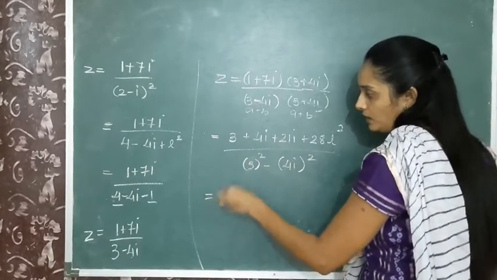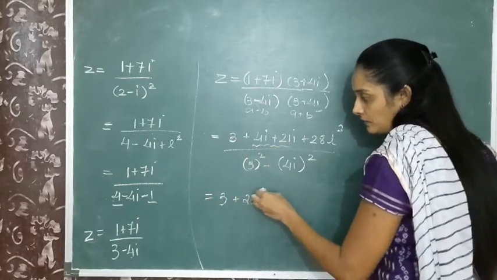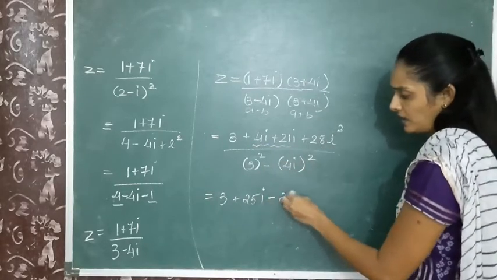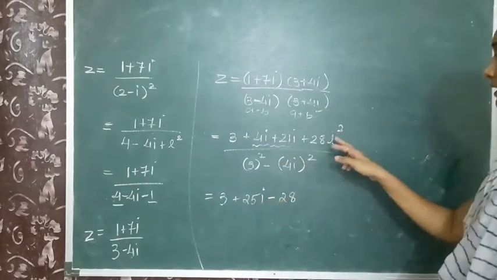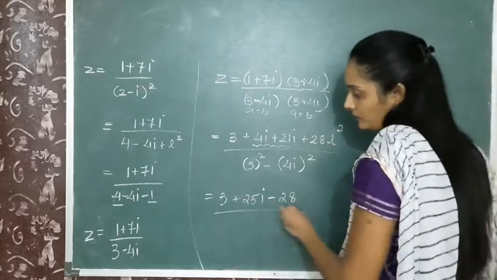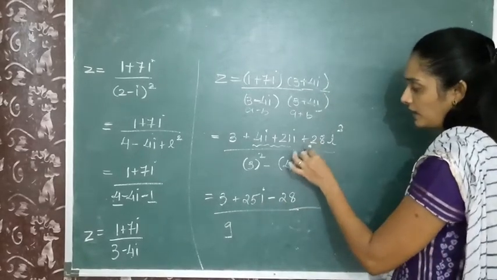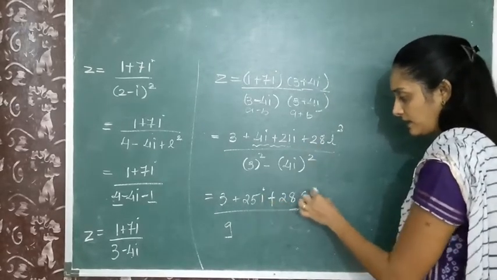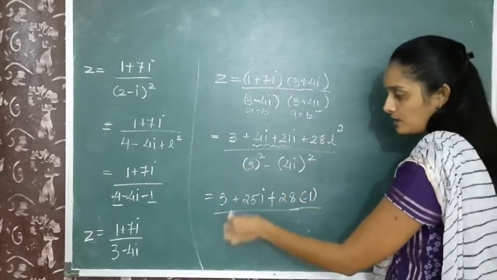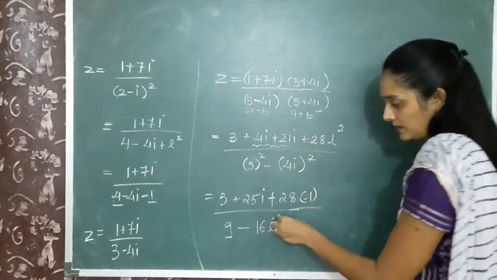Now these two terms are like terms, so 21 plus 4, 25. Now I can write directly minus 28. Why? I square is equal to minus 1. So here minus 28. 3 square is 9. If anyone can't understand, we can write also like this: plus 28, I square is replaced by minus 1. 3 square 9 minus 16 I square.